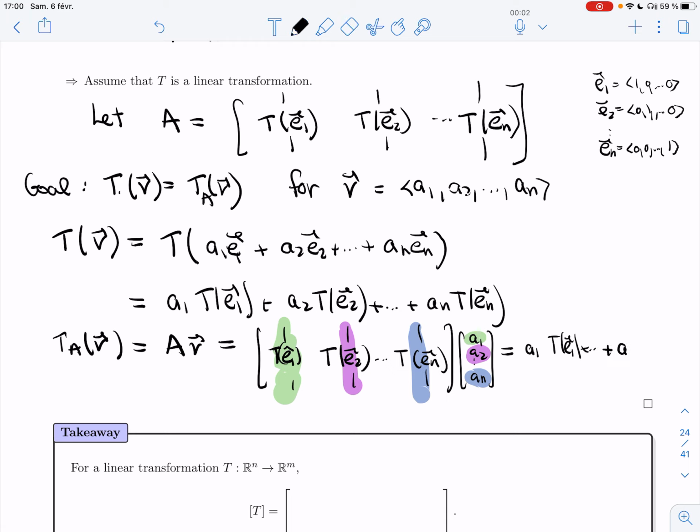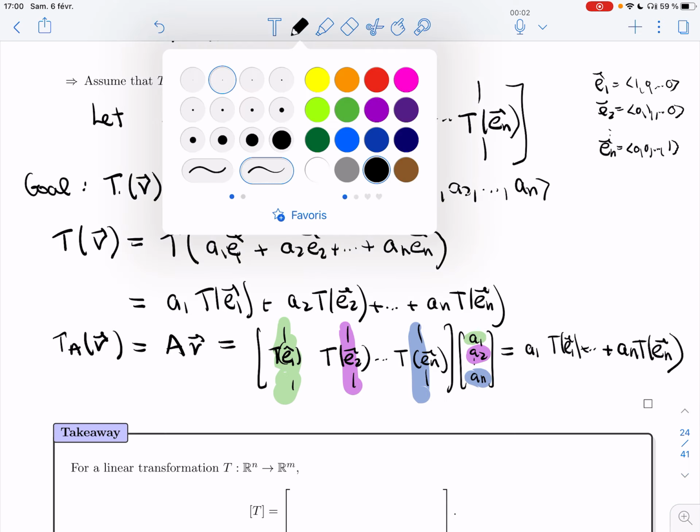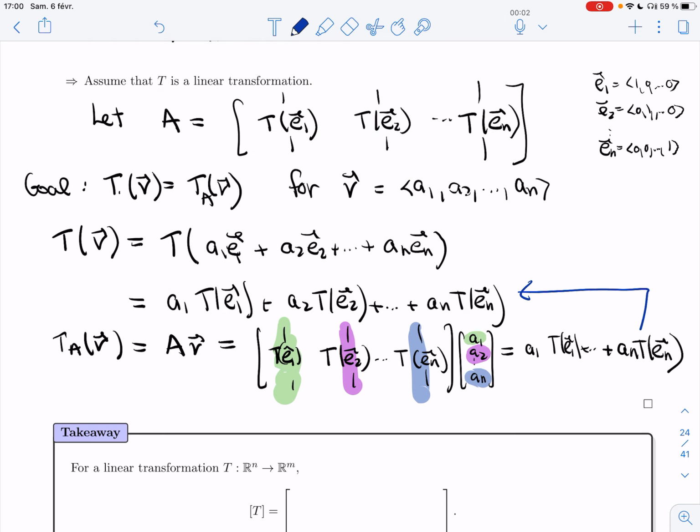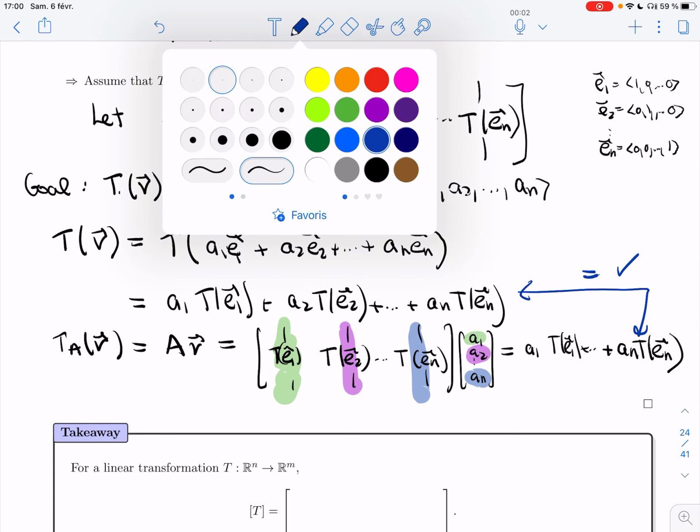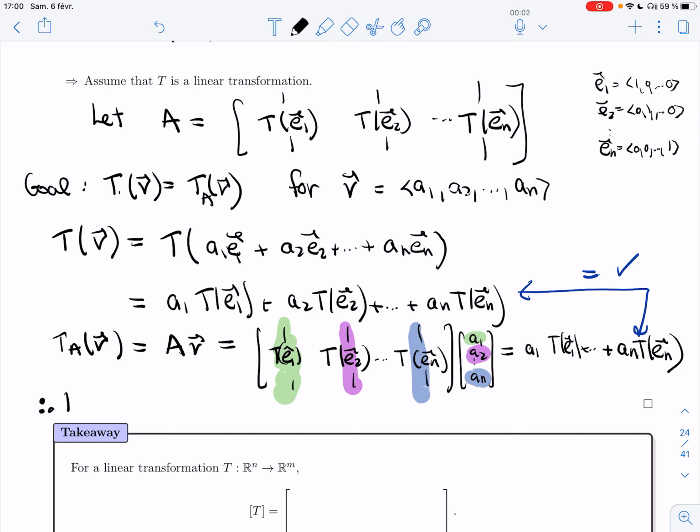All right, so these two are the same, and that's what we wanted to prove. So yes, T is T_A.